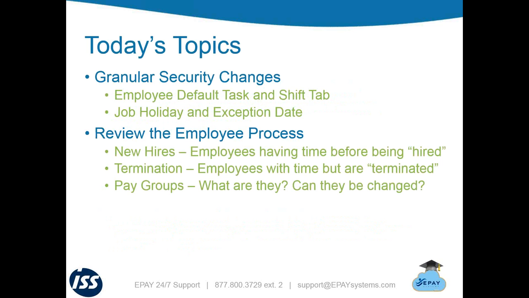Now, as you've read in our Epay updates, we have a few topics we want to cover today. We're going to start with the remaining granular security changes as they relate to the employee default task and shift tab, which is found on the employee record. We'll also go through the job holiday and exception date tab that's found on the job record. We're then going to review the employee process, more importantly the new hire issues and the terminated employee issues we've been experiencing, and then wrap up with a conversation on pay groups. Essentially, what are they? Can they be changed?